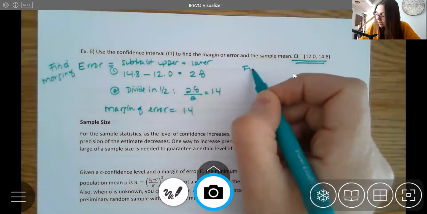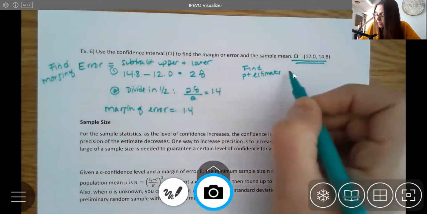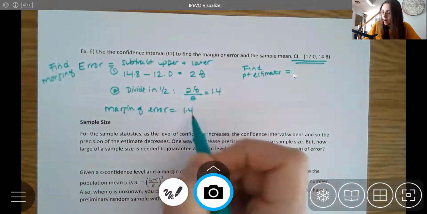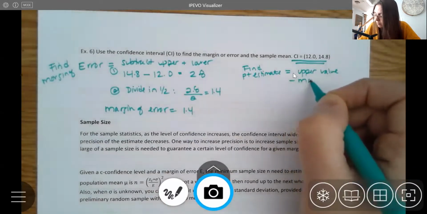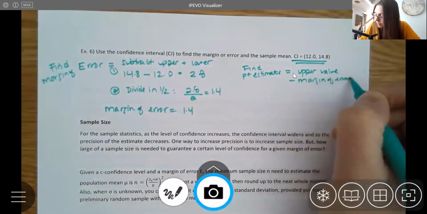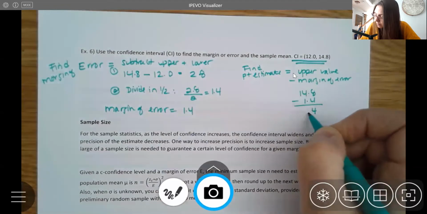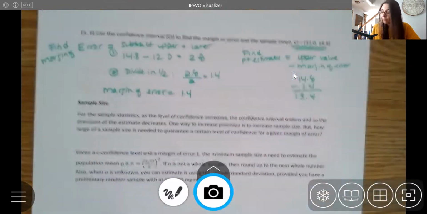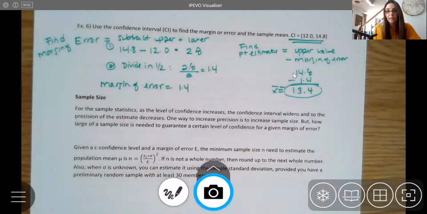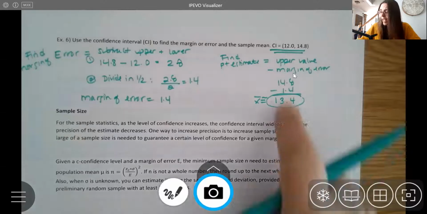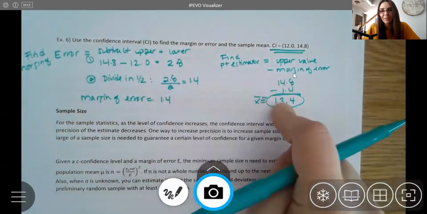Now, how do you find the point estimate? There's different ways to do it. One way is to take your upper value and subtract the margin of error. So if I do 14.8 minus 1.4, I get 13.4, and that would be my point estimate. That would be your mean in this case. You can also add it to the lower value. So if you did 12.0 plus 1.4, you'll get 13.4.